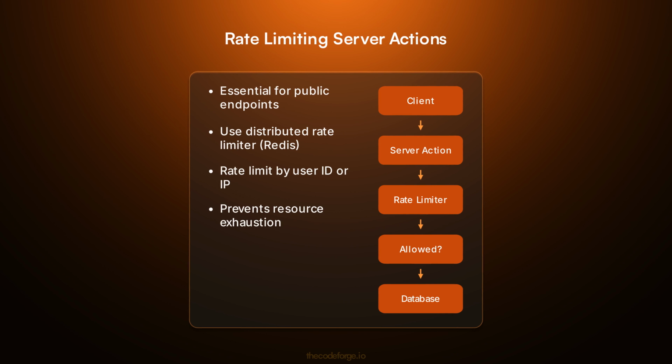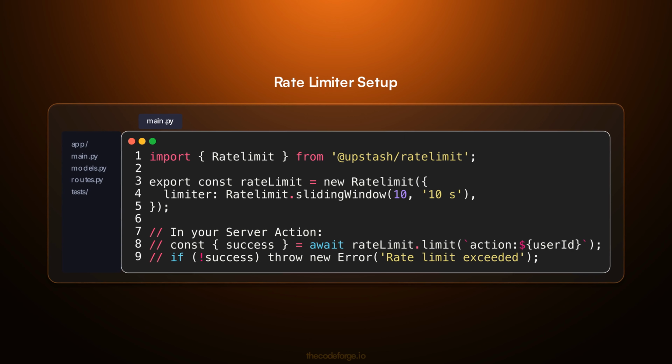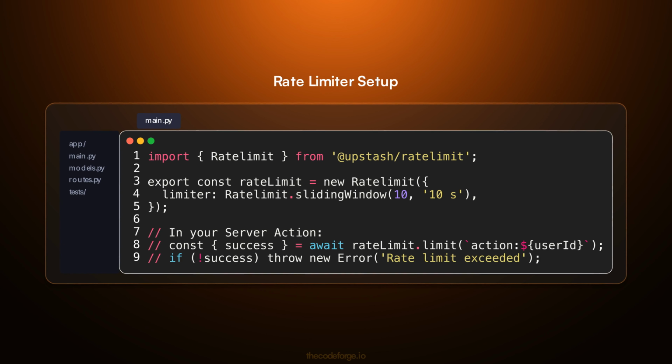Rate limiting is essential for any public-facing endpoint, including server actions. Without it, a malicious user can call a server action thousands of times per second, exhausting resources. Use a distributed rate limiter like @upstash/ratelimit with Redis. This sets up a rate limiter that allows 10 requests per 10 seconds.